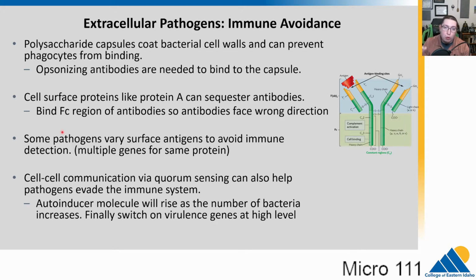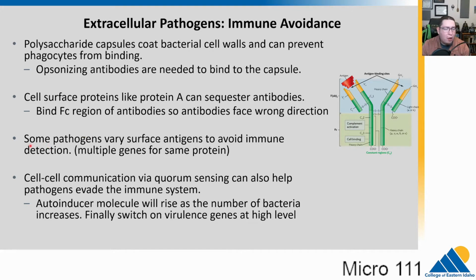Some pathogens just switch up what antigens they make on their surface. So they'll have multiple genes for the same protein, and so they'll make protein A for a while, and once the immune system starts to catch on, they'll switch over to version B of that and make that for a while, and then C, and so on and so forth. That helps them avoid the immune system recognizing their surface antigens.